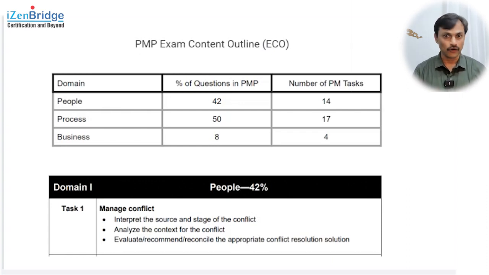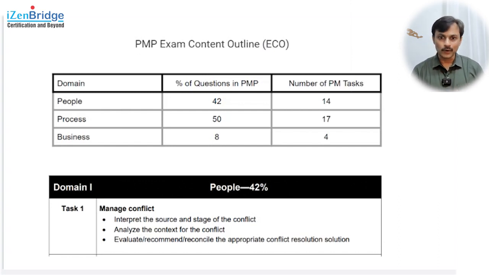The people domain has 14 tasks, and it gives around 42% for your exam. So roughly one task may give you around 4 to 6 questions. Yeah, that's like 7-8% per task on average. Again, there is no task level percentage distribution, but roughly it gives you around 6 questions each task. And today we are picking up the first task from the people domain, which is all about managing conflict.